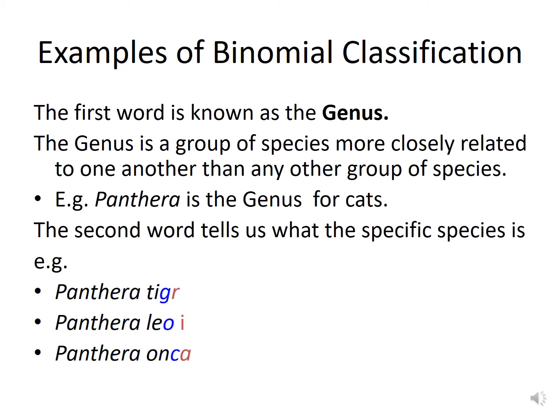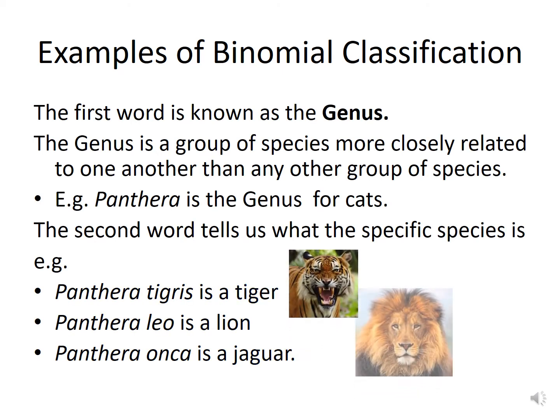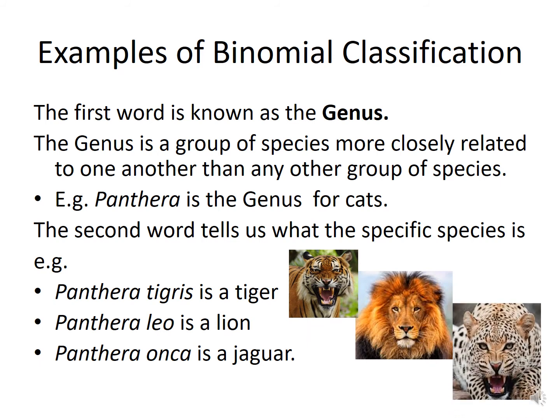The second word tells us what the specific species is. For example, a Panthera tigris is a tiger. A Panthera leo is a lion. A Panthera onca is a jaguar. All 3 are cats, but the species name, which is the second word in the binomial name, defines which species this belongs to.